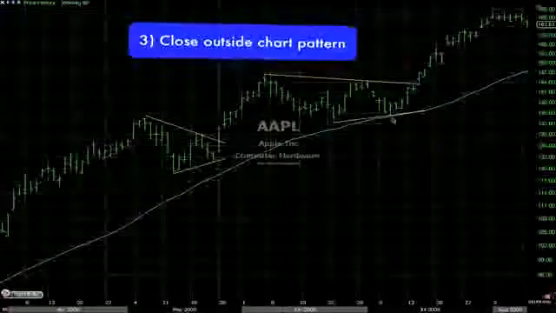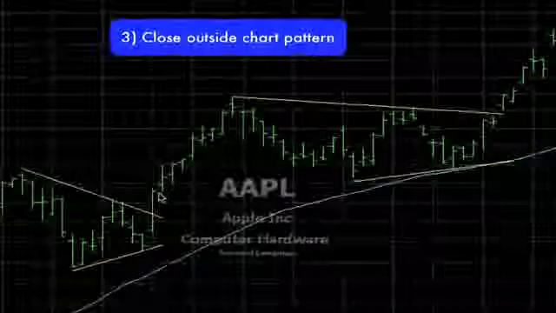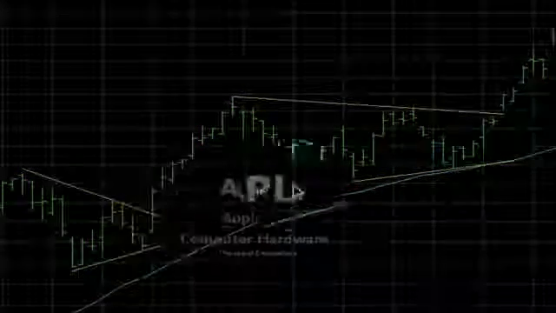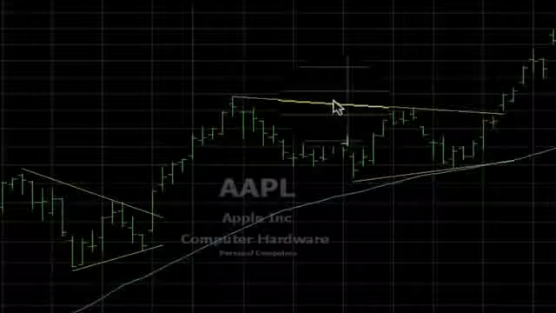And third, my entry, which is a close outside the trend line on this triangle, and here is a close above the trend line in this triangle.